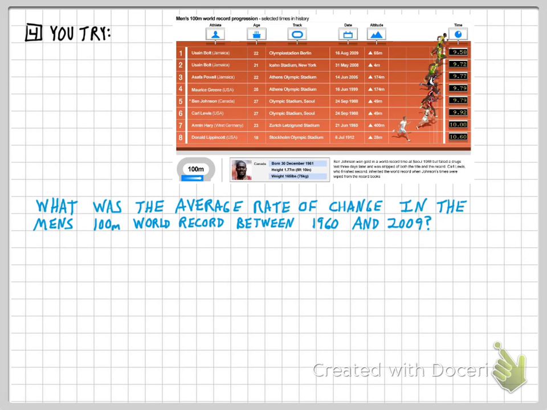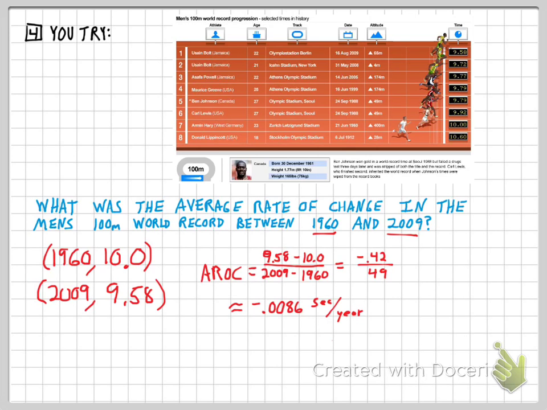Alright, box 4 is a U-try. This is some information about the 100 meter dash world record. And once again, you have information in a table form. The question down below says, what is the average rate of change in the 100 meter world record between the years 1960 and 2009? So I'm going to let you zoom in on the table there. Take a minute and see if you can figure out that answer.